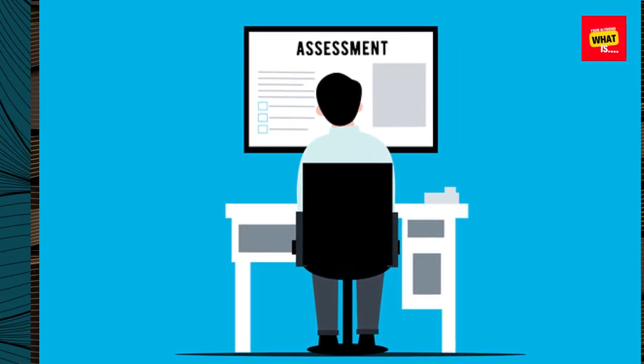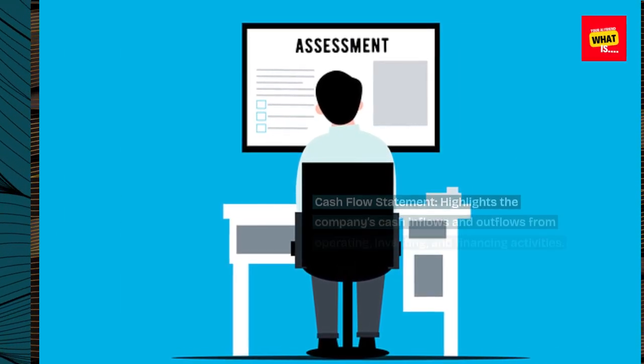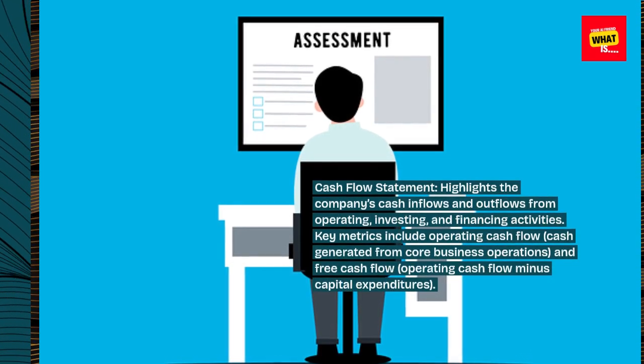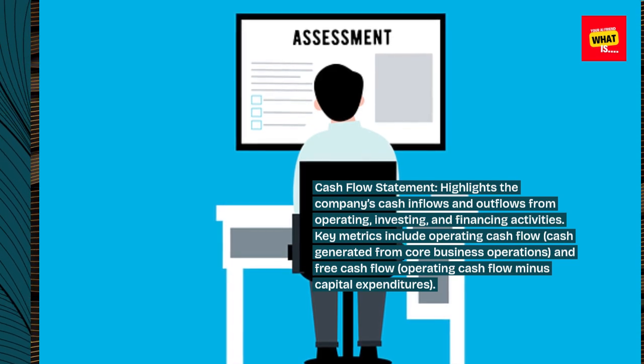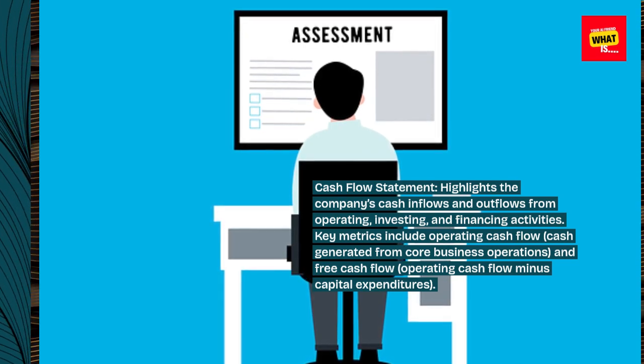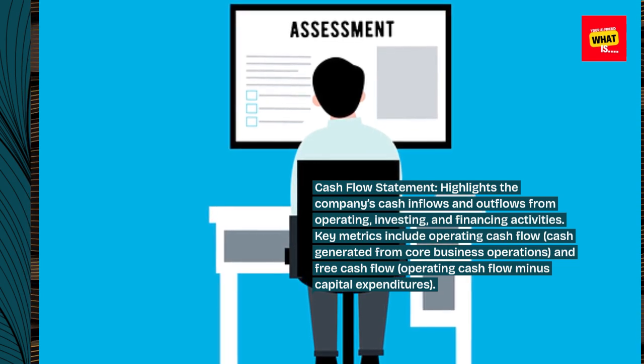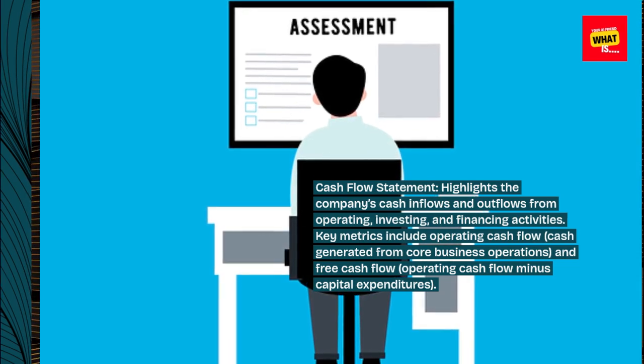The cash flow statement highlights the company's cash inflows and outflows from operating, investing, and financing activities. Key metrics include operating cash flow, cash generated from core business operations, and free cash flow, operating cash flow minus capital expenditures.